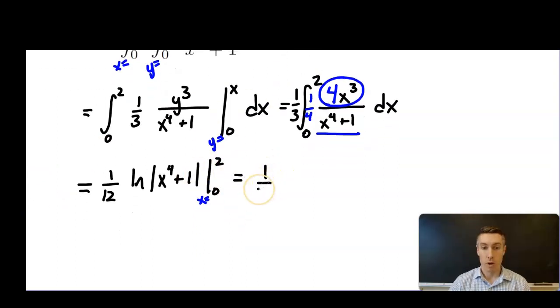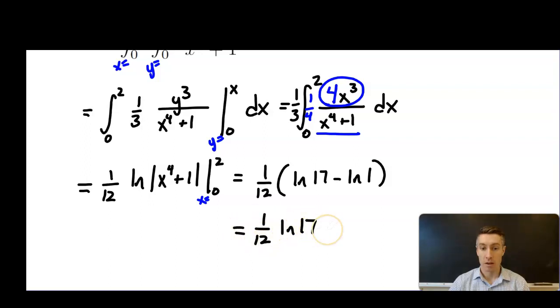So we get 1/12, and I'll leave that factored out. So natural log of 2 to the fourth, so that's 16, plus 1, natural log of 17, minus the natural log of 1. And the natural log of 1, if we remember, is 0. So this is just equal to 1/12 natural log of 17.